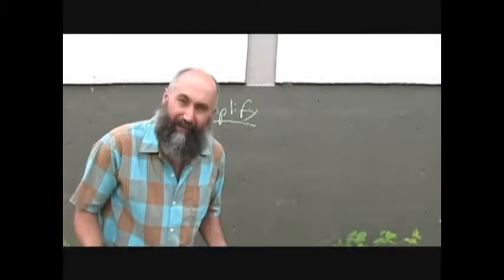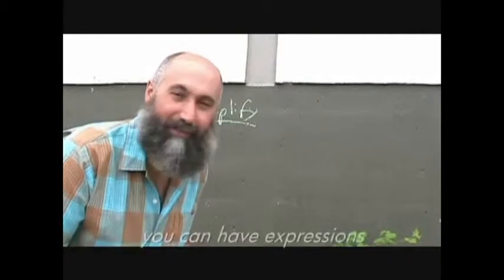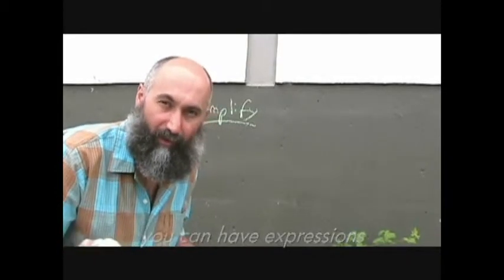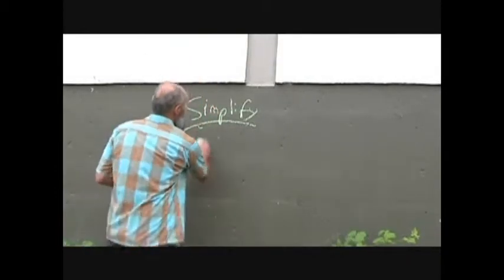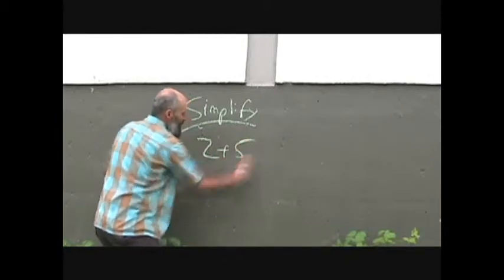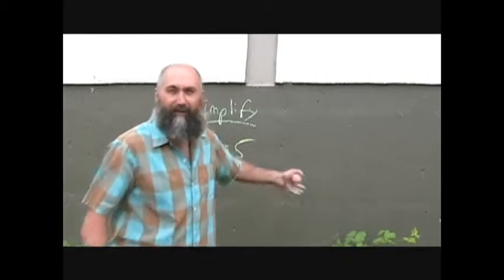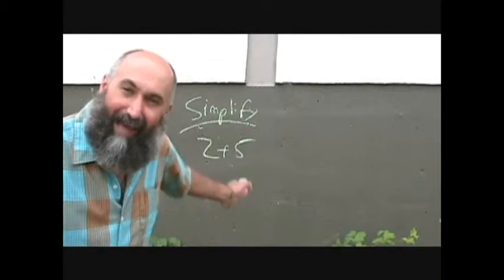Now, one thing you should keep in mind when it comes to the equal sign: when you're simplifying things, you can have terms where there's only numbers involved, right? So you could have 2 plus 5. So 2 plus 5 is 7. We already know that. And that's simplifying.